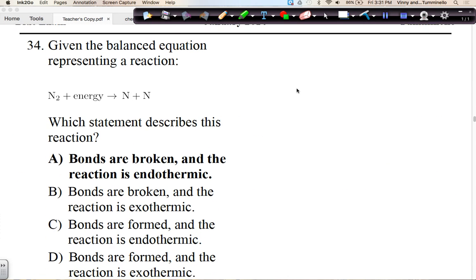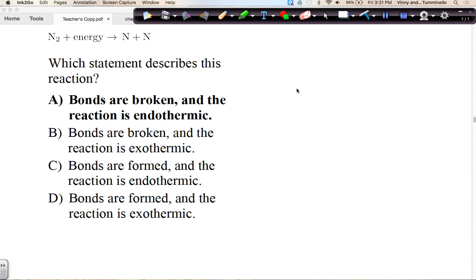We're up to number 34, and it says given the balanced equation representing a reaction, which statement describes this reaction? So we see that when the subscript is after, these two atoms are connected to each other. So what this represents is actually a mole of N2 molecules. Remember that N2 is one of our diatomics that has this triple bond. When we write them separate like this, notice that now there is no bond anymore. So they're separate from each other, which means that a bond has been broken.